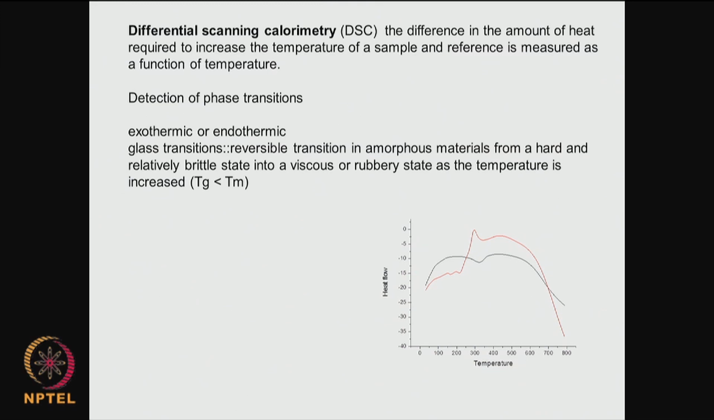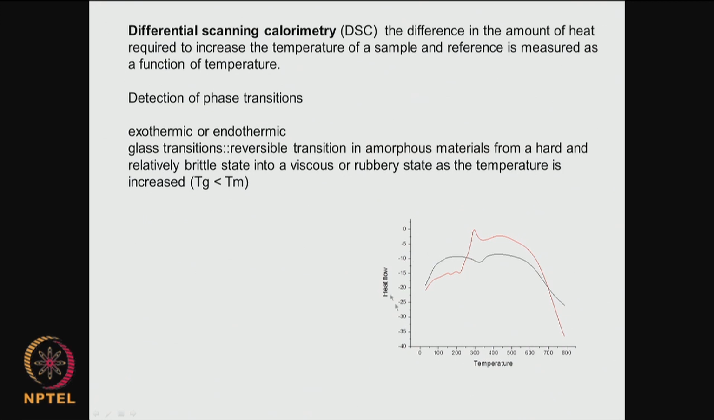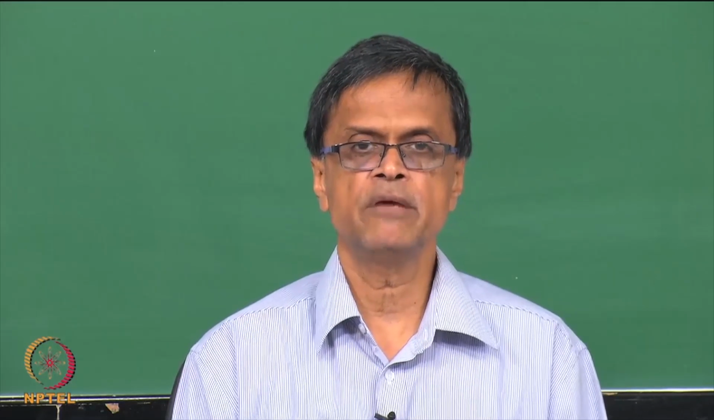Then similar to TGA, we also have something called differential scanning calorimeter or calorimetry. What it does is it measures the difference in the amount of heat required to increase the temperature of a sample. So, here you plot heat flow versus temperature, whereas in TGA we plot weight loss versus temperature. So, DSC is heat flow versus temperature. If I am converting a material from, say, solid to liquid, I need to put in heat, so the heat flow will be positive. If I am converting from liquid to solid, it will be reverse, so the heat flow will be negative.